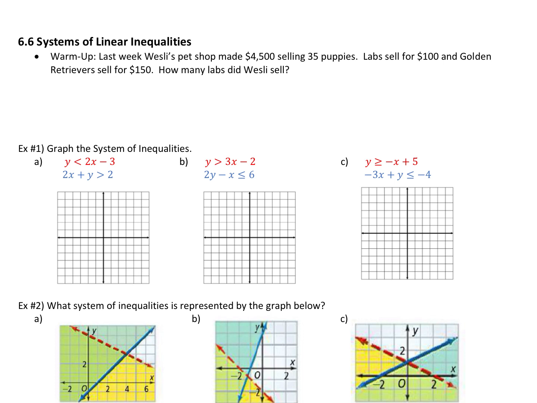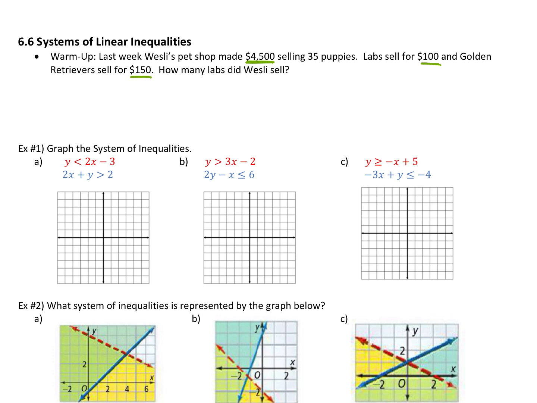So it says, last week Wesley's pet shop made $4,500 selling 35 puppies. Labs sell for $100. Golden retrievers sell for $150. How many labs did Wesley sell? So keep in mind what I said before. Keep the money together, right? So $4,500, $100, and $150 will stay together.